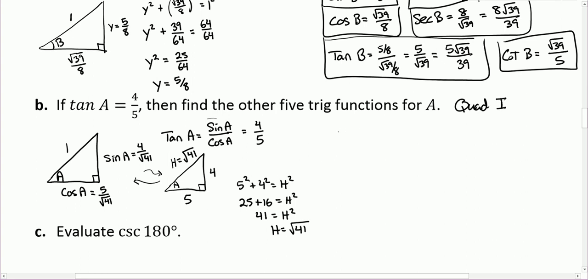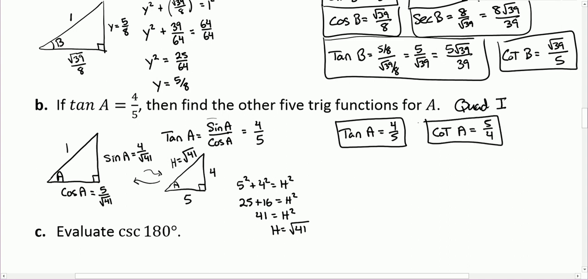So I'm going to summarize what we have here. We know the tangent of A is 4/5. That was given. We also get that the cotangent of A is 5/4, because that's the reciprocal function of tangent. We found that the sine of A is 4 over the square root of 41, which we need to rationalize that denominator. But if we flip that over, we get the cosecant of A, which is the square root of 41 over 4. So I'm done with that one.